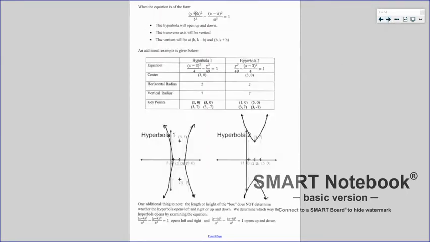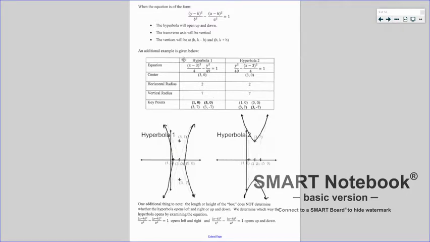We change it: (y - k) squared over b squared minus (x - h) squared over a squared equals 1. Now it's going to open up and down. The x part's the part that's negative on this one. The transverse axis is then vertical. And now for the vertices, the h will remain constant, and I will move up b, up that vertical radius, and down that vertical radius to find the two vertices.